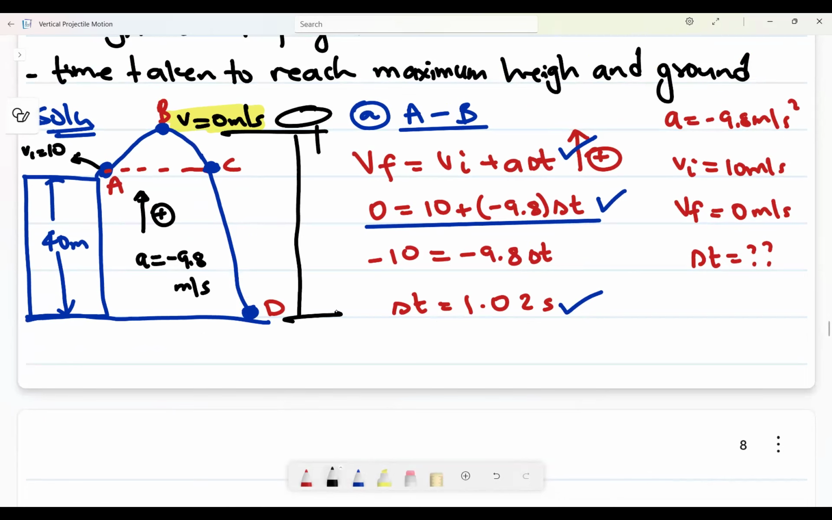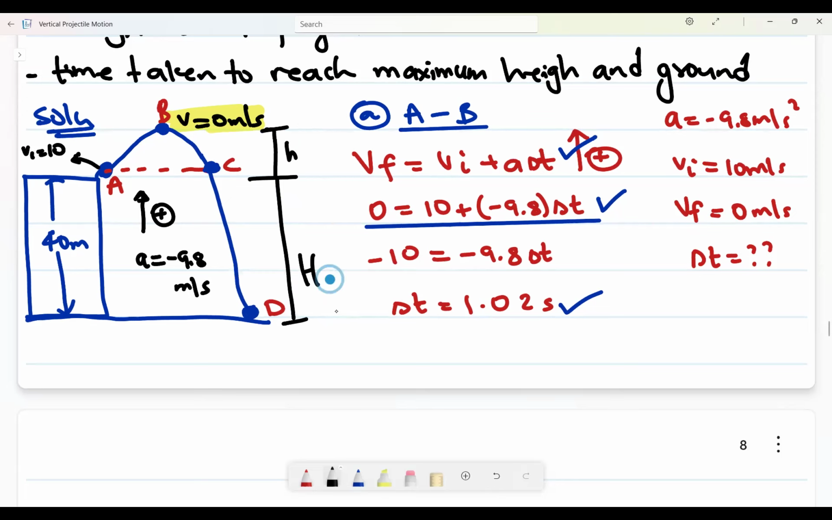This one, above the ground. So the examiner does not say calculate from A to B, from A to the maximum height. No, with regards to the ground, the examiner said find the what? Find the maximum height from the ground. So it means it's going to be height H plus height from A to B. Height, this one. So this is the maximum height from the ground.